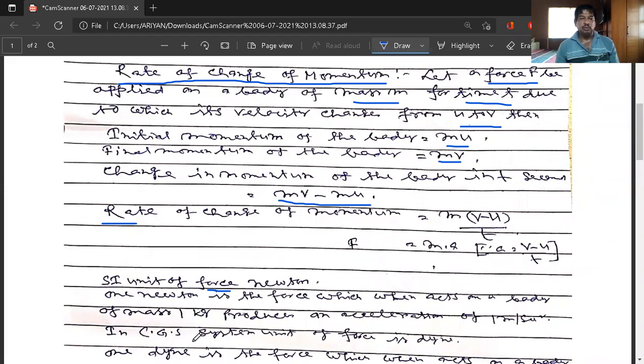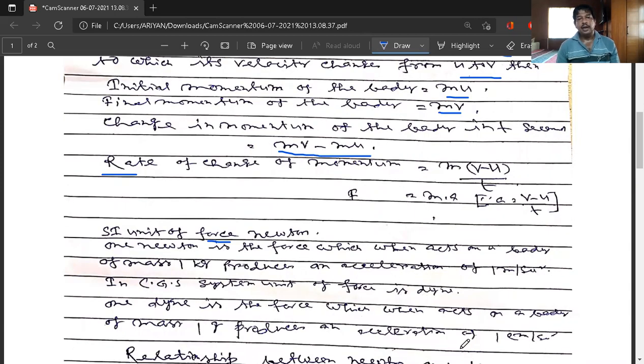In the CGS unit system, the unit of force is dyne. One dyne is the force which, when it acts on a body of mass 1 gram, produces an acceleration of 1 centimeter per second square.